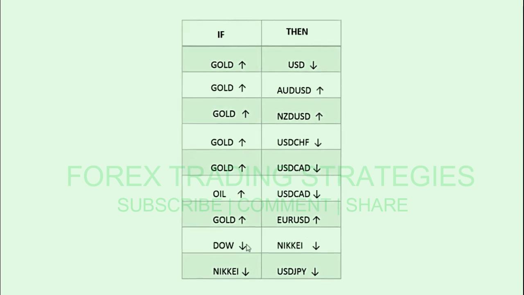Dow Jones is going down. Nikkei. Okay, these ones we don't use. Nikkei and US dollar Japanese yen. Okay. Let's look at the next one.